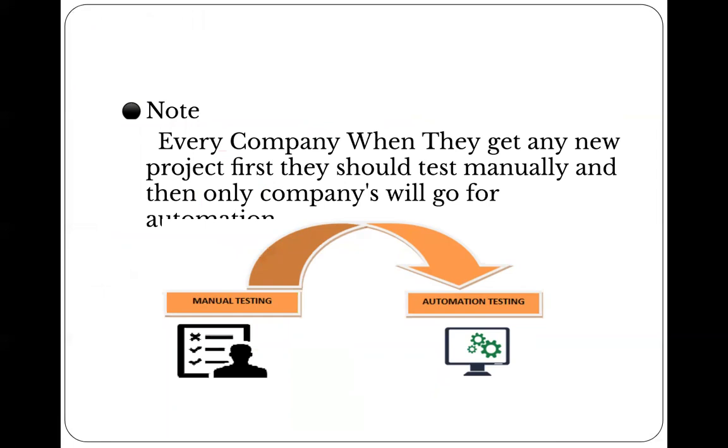Every company, when they get any new project, should first test manually, and only then go for automation testing. Because once the product or software is stable, only then will we automate. We can't automate buggy software that has a lot of bugs. It doesn't make sense to use automation for those kinds of things.